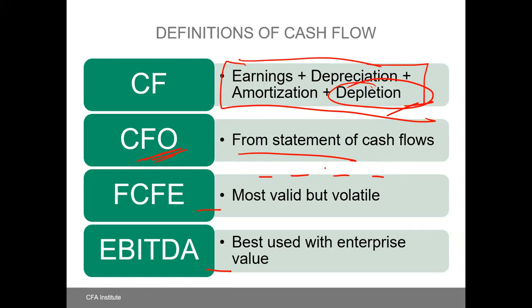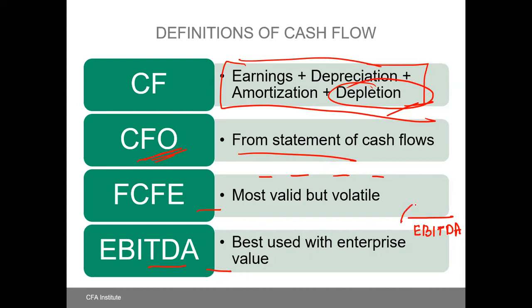So EBITDA is a popular definition of cash flow, but this one, EBITDA, is more useful if the numerator is consistent. EBITDA, as I mentioned in the price to sales ratio, you can recall, is the representation of the cash flow of all firms, of the entire firm.